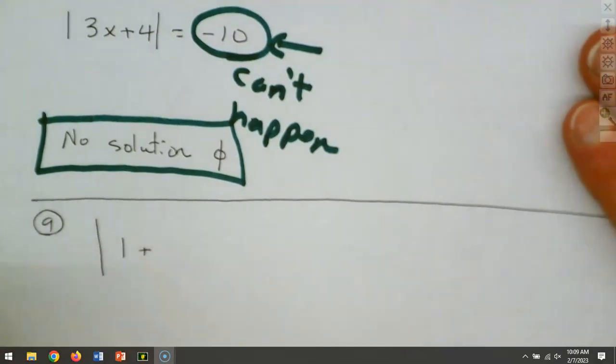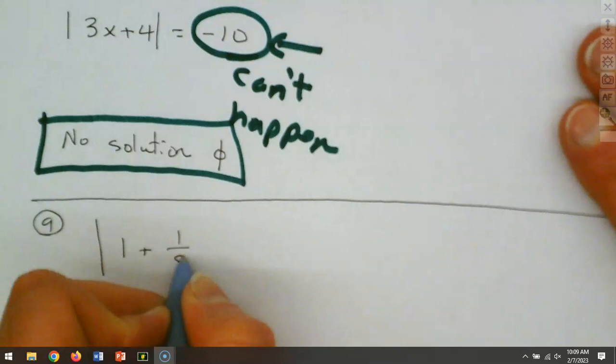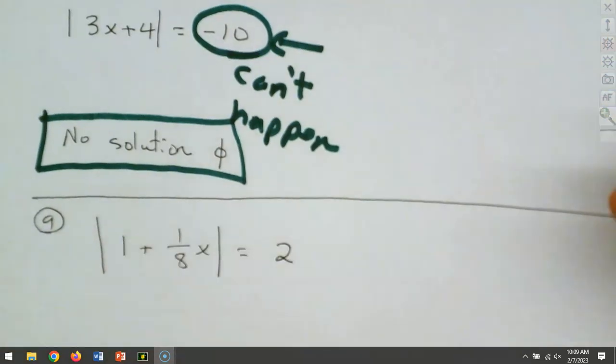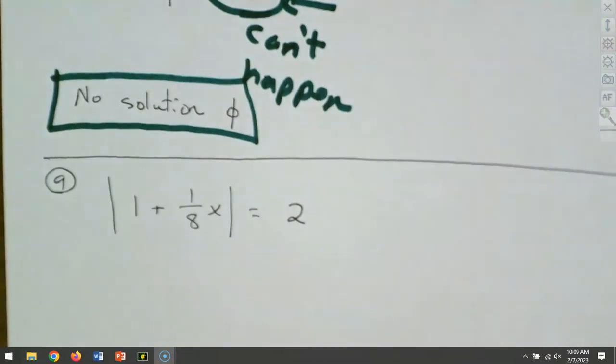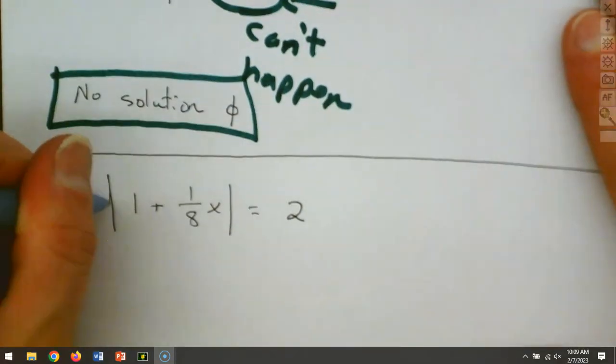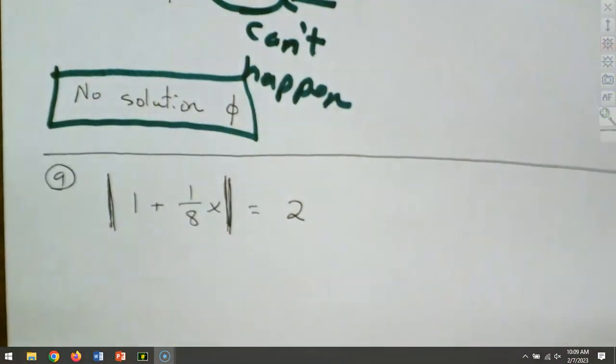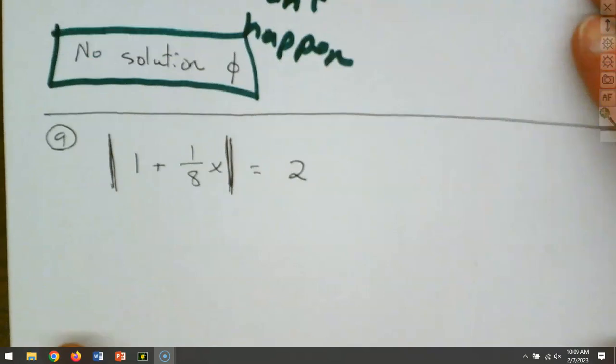So 9 is 1 plus 1/8x equals 2. So what do we know about this one? Is this one going to be solvable? Yes. Why? Because that 2 is a positive number. So that's the first thing I do, is make sure it's solvable.